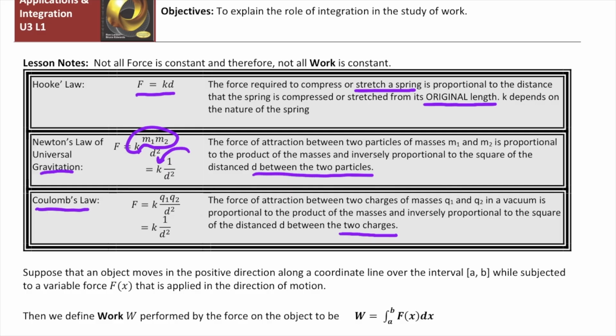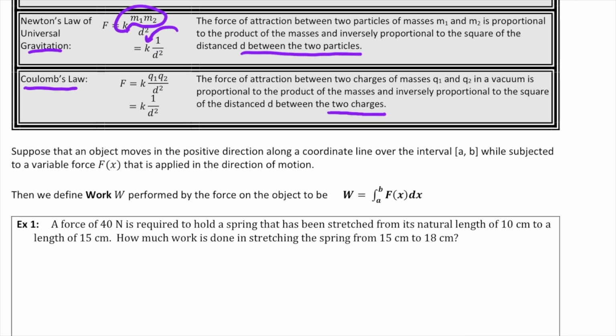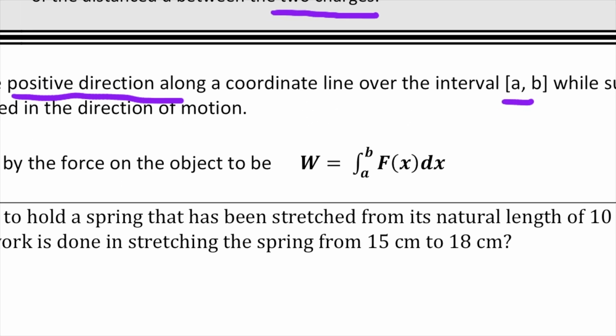So the force is equal to K times 1 over D squared. Now, suppose we take this object, it's moving in a positive direction along the coordinate line over the interval AB, while being subjected to the force F of x. Now, F of x could be a variable, it's got a variable x in it. Then work is defined as the integral from A to B, F of x dx.